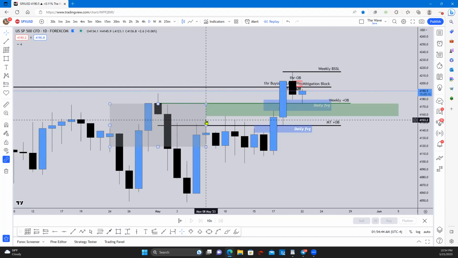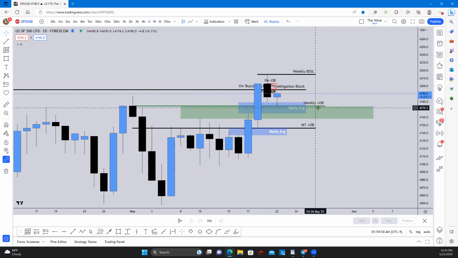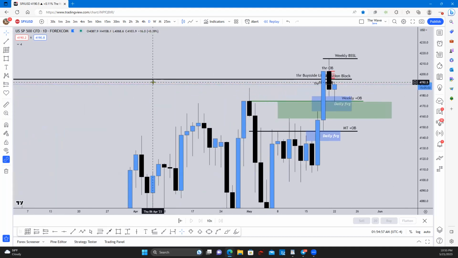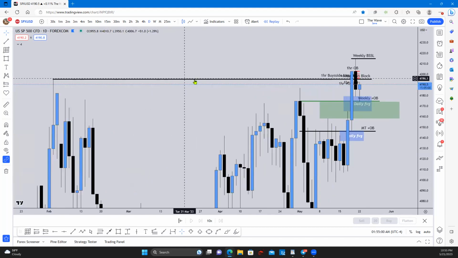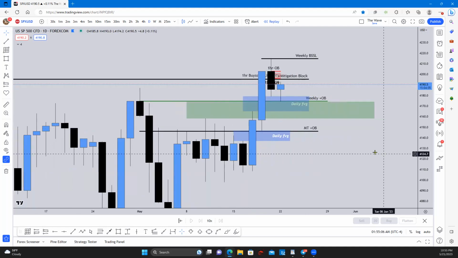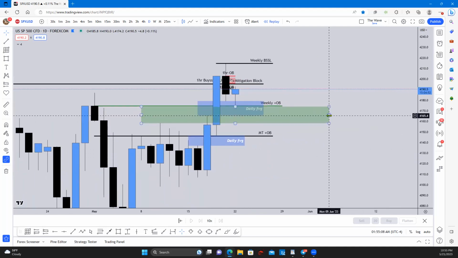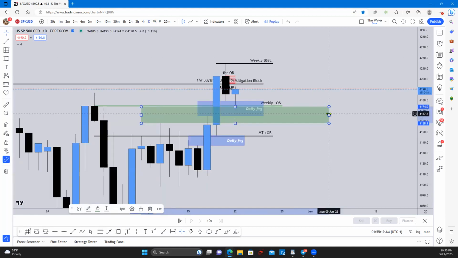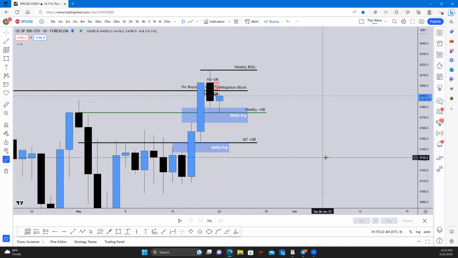Okay, this was our weekly order block, top here transposed. This is the mean threshold of that order block, right? And then this was our mitigation block. So if we come down from this weekly mitigation block, we can pair it with, I think this was our weekly fair value gap, right? Yeah, so that was our weekly fair value gap.